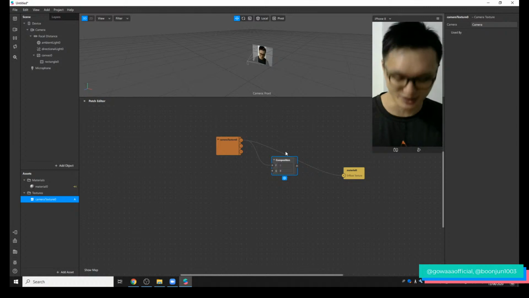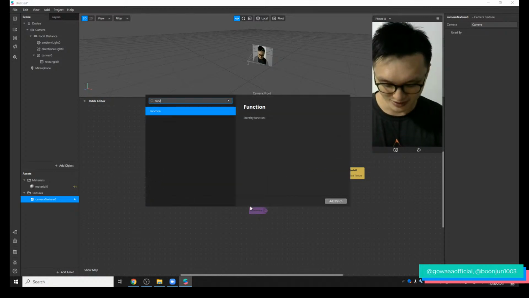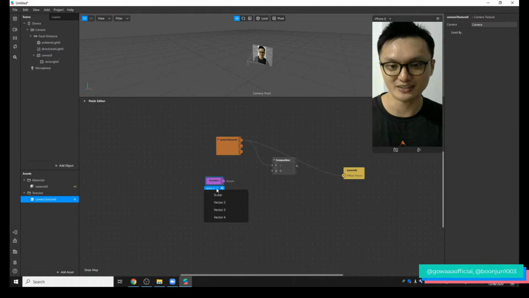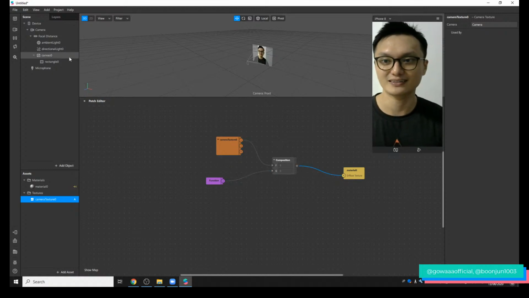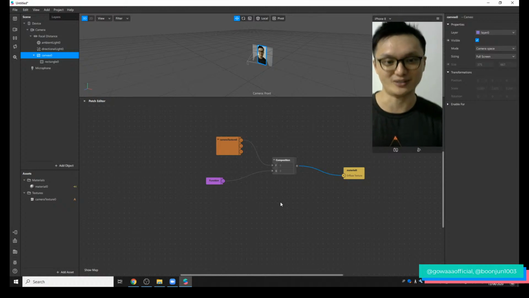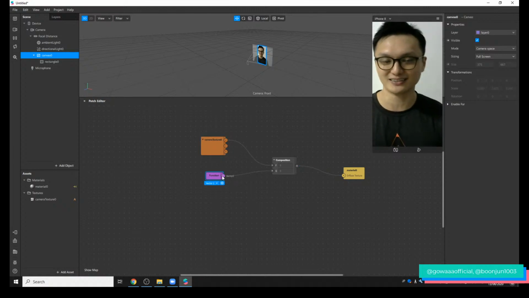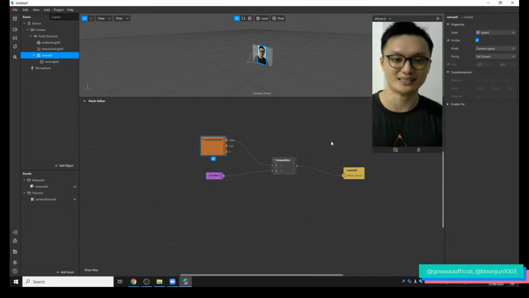Okay, so to use composition, the most basic way is to pair it with a function. Make sure that it's vector 2 and put it to G. So F will be the camera texture and G will be the function. And you see that there's no difference at all, because this just means that you're using the original texture coordinates for the camera texture and putting it into material 0. So nothing changes.